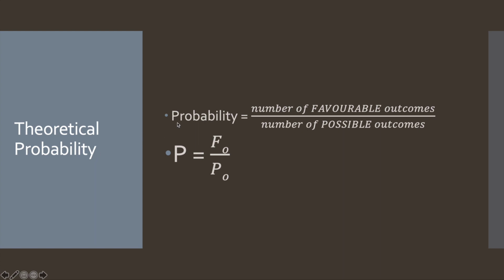It's different than experimental. Experimental probability is when you carry out an experiment, say you throw a coin 20 times and then you record the exact data. How many times you got heads, how many times you got tails, and that gives you your experimental probability.